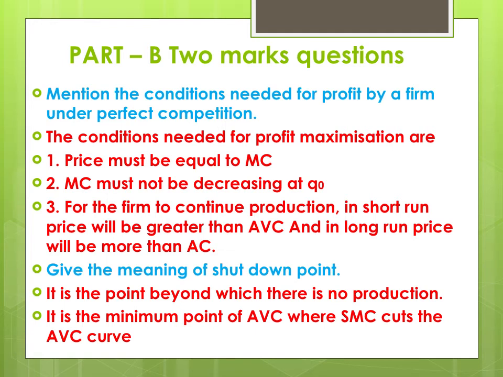Price must be equal to marginal cost. Marginal cost must not be decreasing at the quantity. For the firm to continue production in the short run, price will be greater than average variable cost, and in the long run price will be more than the average cost.